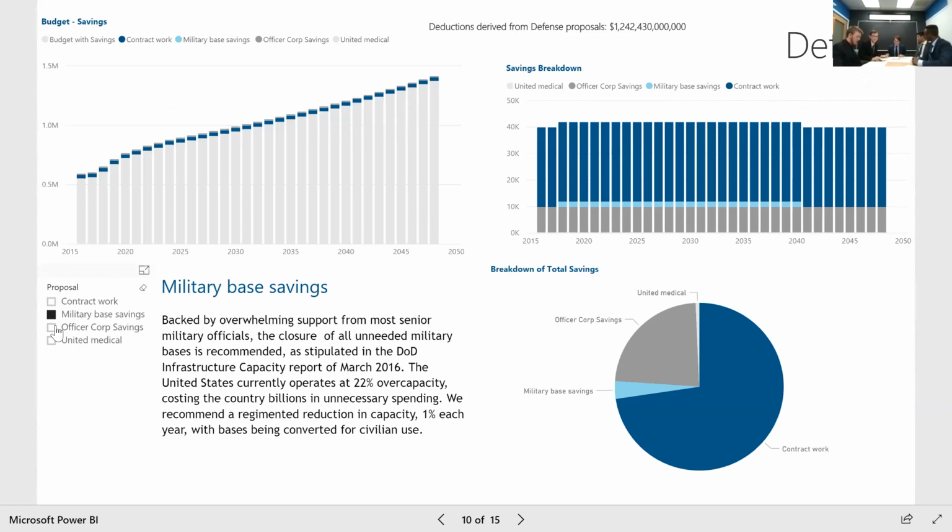Currently, the U.S. operates at a 22% property overcapacity. We recommend an annual 1% decrease in military property for subsequent conversion to civilian use.